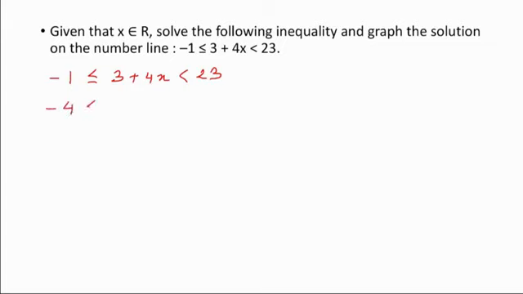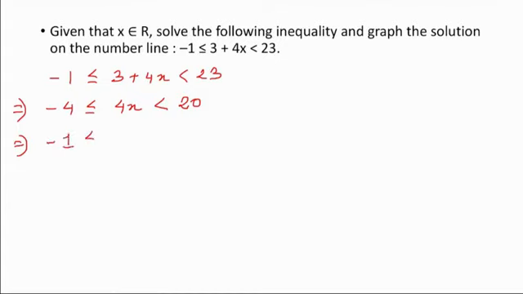So -1 minus 3, that would be -4, less than or equal to 4x, and then we have 23 and a -3, that would make it a 20. So -4 less than or equal to 4x less than 20, and now we want to get the range of x. In order to get that, we need to divide all sides of this inequation by the coefficient of x. Here the coefficient of x is 4. It's a positive number, so the sign does not get reversed.